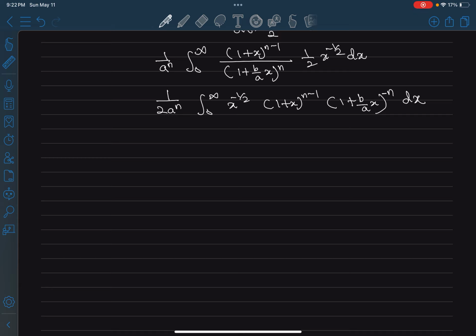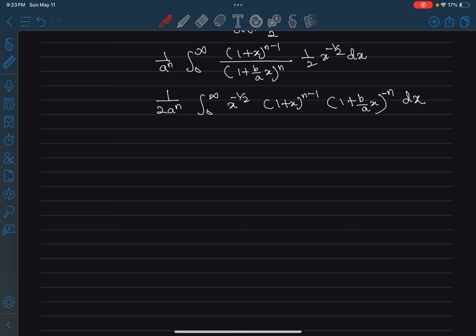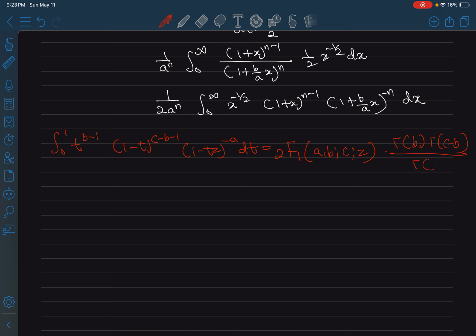And this reminds me of a similar kind of integral known as the hypergeometric function. So the integral related to the hypergeometric function is this: the integral from 0 to 1 of t to the power b minus 1, and then (1 minus t) to the power c minus b minus 1, and then (1 minus tz) to the power minus a dt. This is equal to the hypergeometric function 2F1 of a, b, c, z, along with the product of gamma of c by gamma of b times gamma of c minus b. So this is the integral that we're going to use.